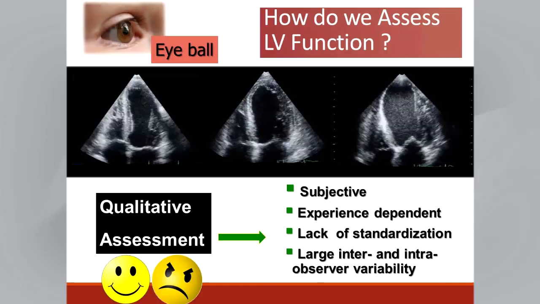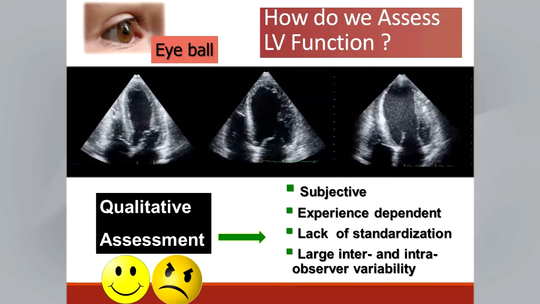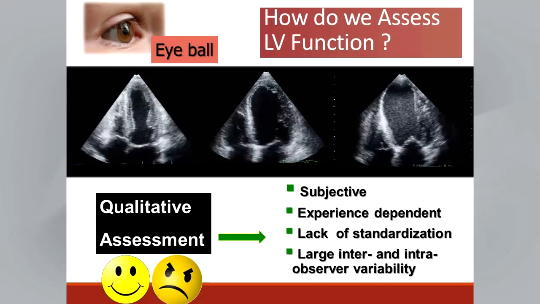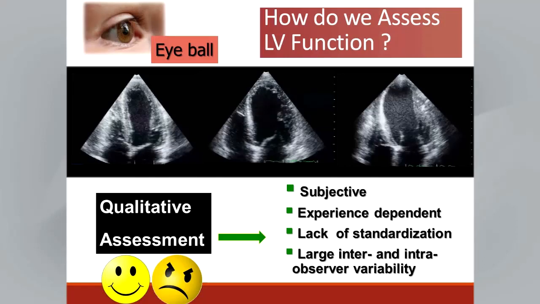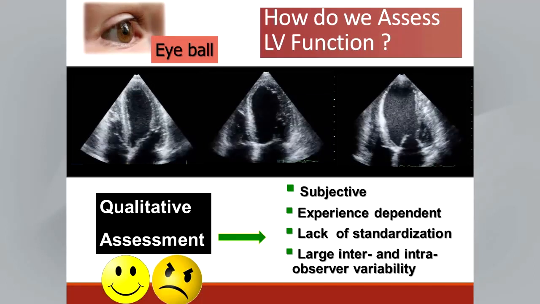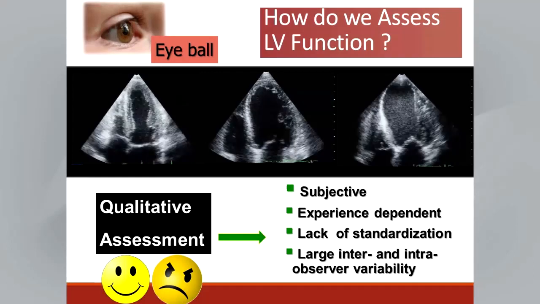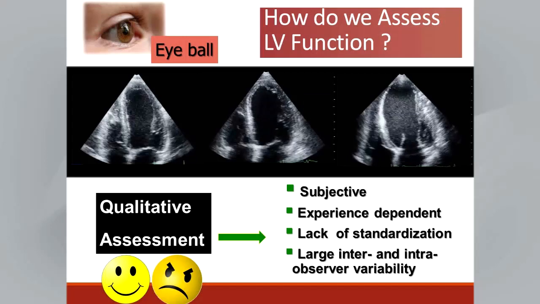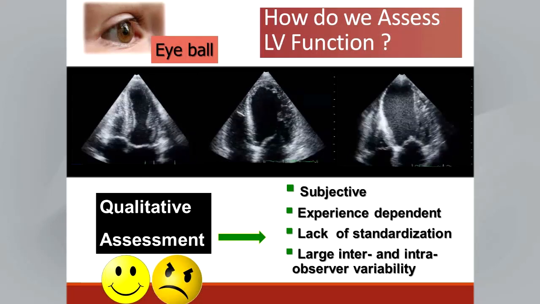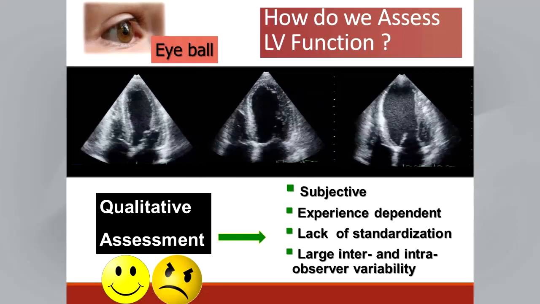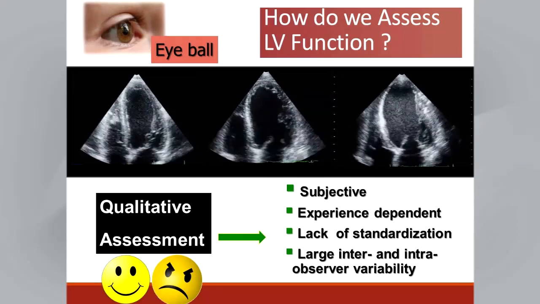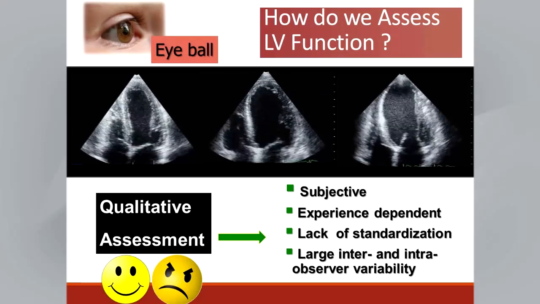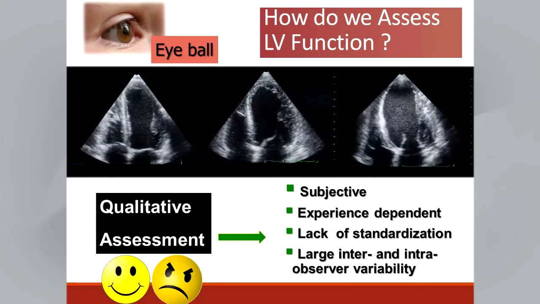So I am going to talk now about the left ventricle. And the first thing is that these guidelines make a very strong effort that things should be quantitated and that we should not use an eyeball in order to assess left ventricular function. We know that these parameters, when we do it by eyesight, are subjective, very dependent upon the experience. They are not standardized, and as a result have large inter and intra-observer variability.